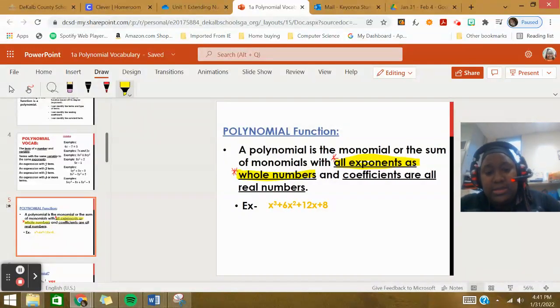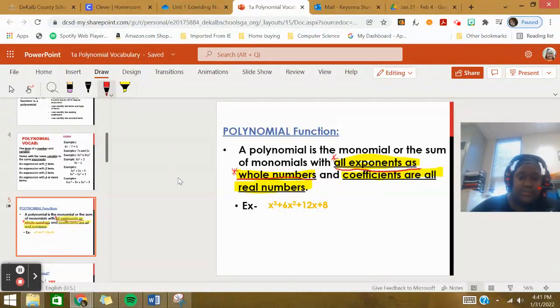Okay. So it's only a polynomial if all exponents are whole numbers and if the coefficients are real numbers. And remember, we went through the real number system. But the biggest part is that the exponents are whole numbers. So that's the biggest thing. Here's an example of a polynomial function: x to the third plus 6x squared plus 12x plus 8. Again, pause the video at this time to fill in your definition.